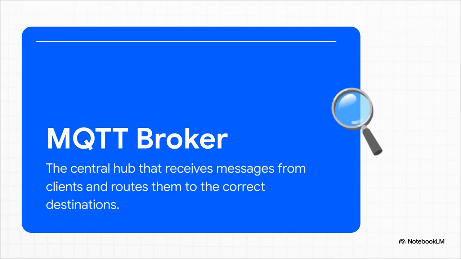It's the central hub, kind of like an air traffic controller, that takes in every single message from every device and then smartly routes it to exactly where it needs to go. Seriously, without a broker, you just have a mess of devices all shouting into the void.